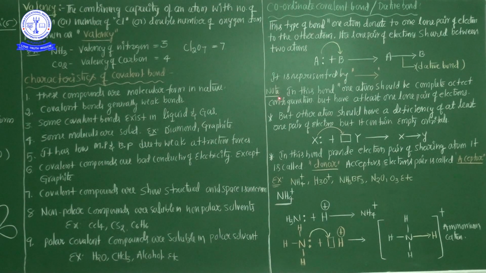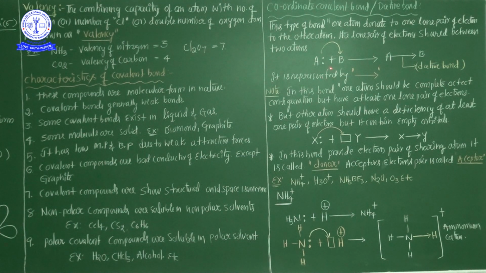So in a coordinate covalent bond, once again, in an ionic bond one atom completely transfers an electron to another atom to form an ionic bond. In a covalent bond, there is no transfer of electrons but mutual sharing of electrons, and that is called a covalent bond. But in a coordinate covalent bond, one atom completely donates a lone pair of electrons to a second atom, but the second atom always contains an empty orbital. So this kind of bond is called a coordinate covalent bond.